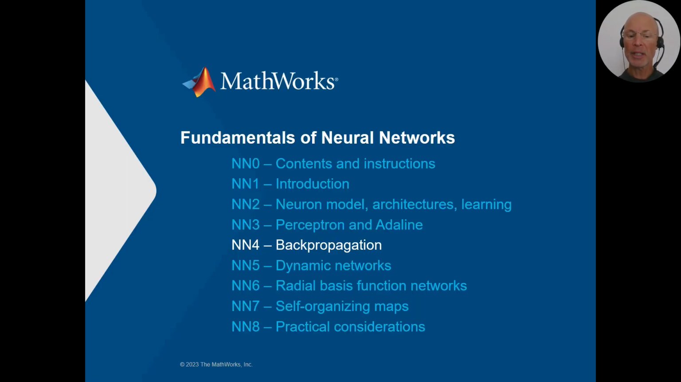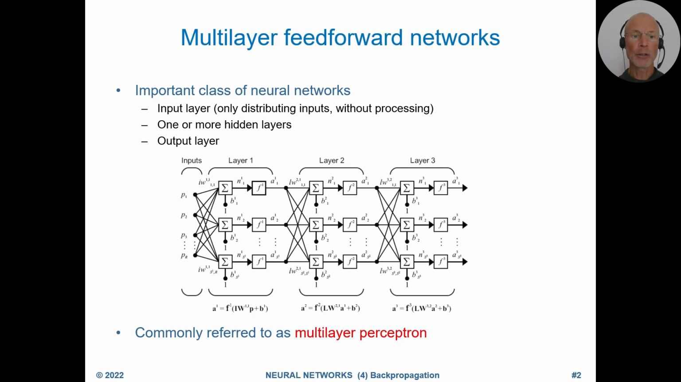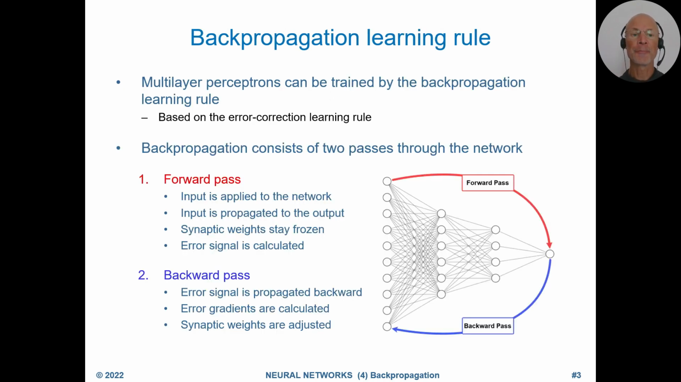In this chapter we will discuss backpropagation, which is a central topic for artificial neural networks. We will take a look at multilayer feed-forward networks, which is an important class of neural networks, also commonly referred to as multilayer perceptrons. And this type of neural networks can be trained by the backpropagation learning rule. This rule consists of 2 passes of computation through the network.